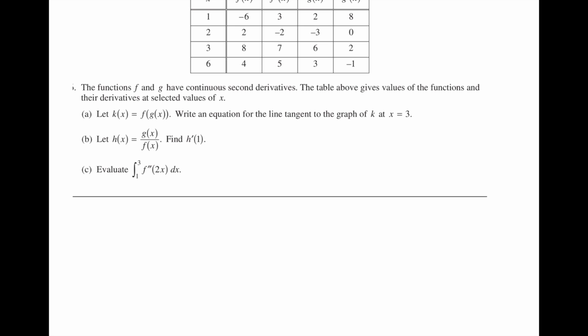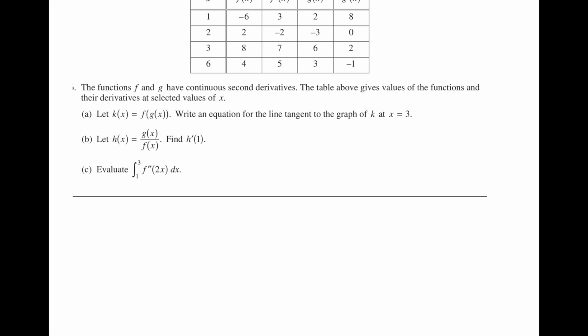So the next question: the functions f and g have continuous second derivatives. The table above gives values of the functions and their derivatives at selected values of x. So they give us, for each value of x, its value of f of x, or its y value.